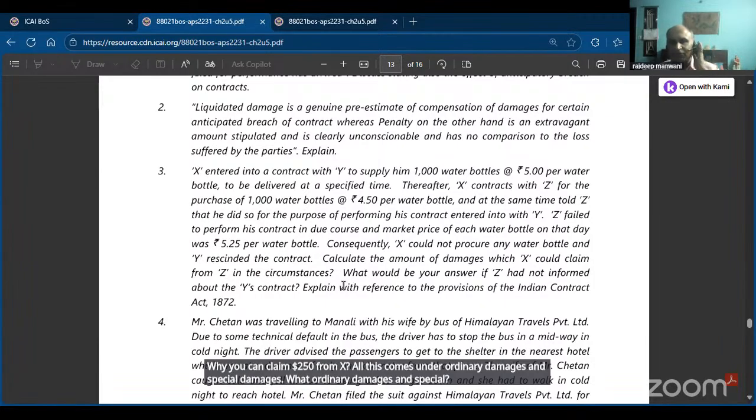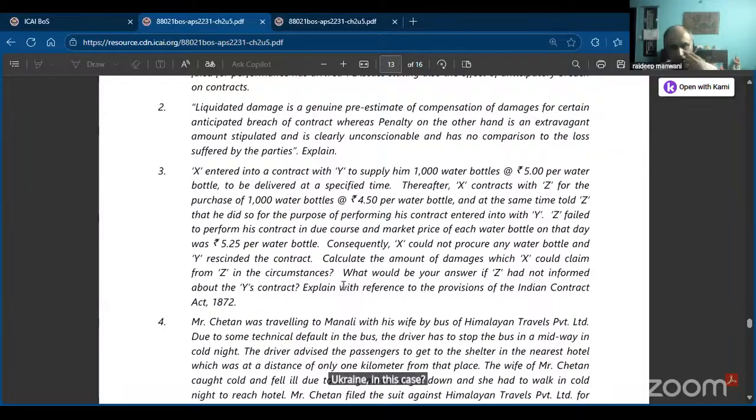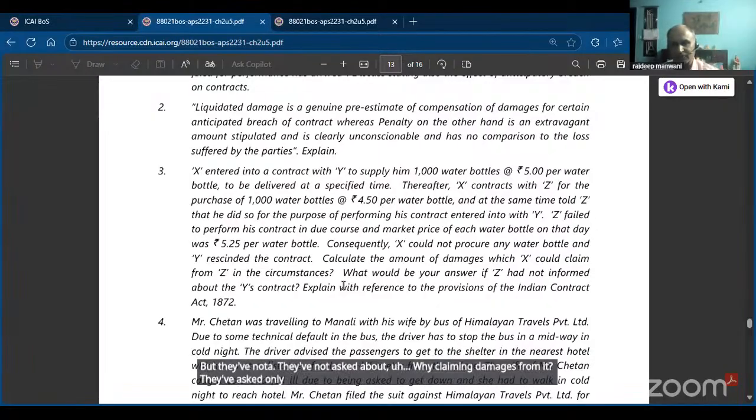But in this case, they've not asked about Y claiming damages from X. They've asked only how much damages X can claim from Z. Right? Anybody had a doubt?